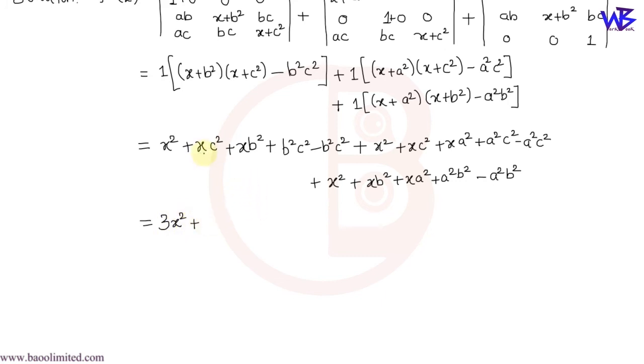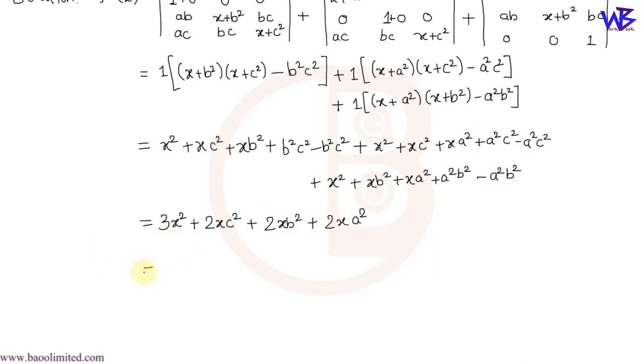Now what are the remaining terms? Xc square. Is there anywhere else? Yeah, xc square. So xc square plus xc square gives us 2 times x into c square plus similarly we have x into b square and x into b square. So we can write 2x into b square plus x into a square plus x into a square, 2 into x into a square. So far we have covered all the terms. This gives 0, 0, 0 and all other terms are added up to this expression.